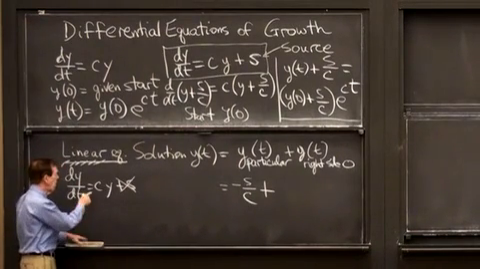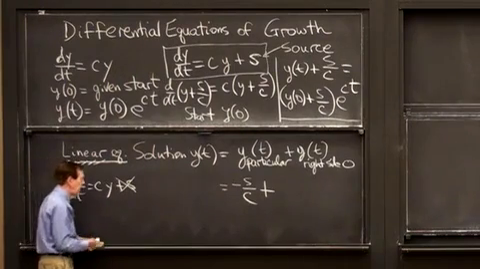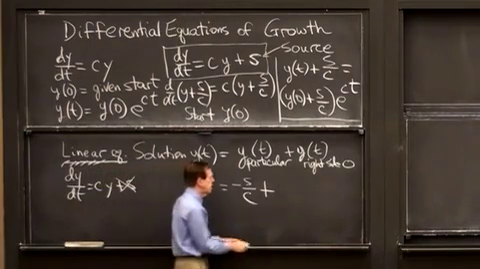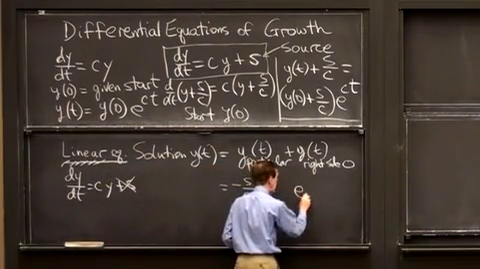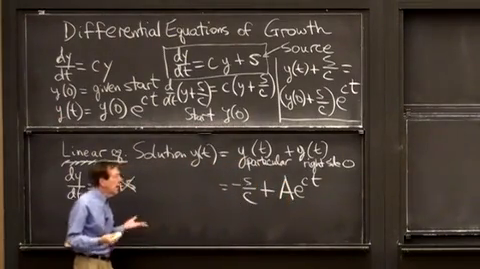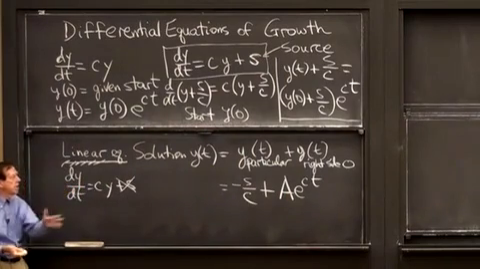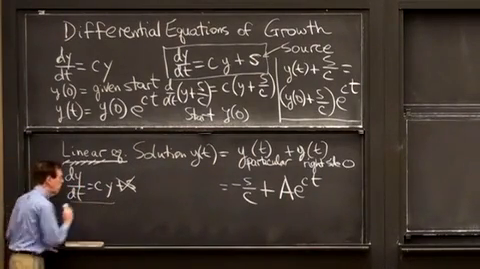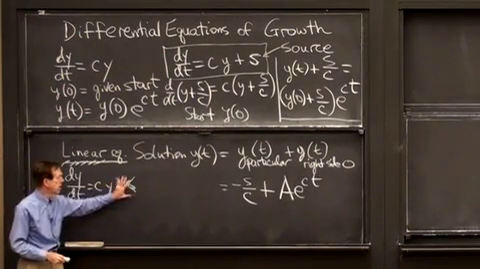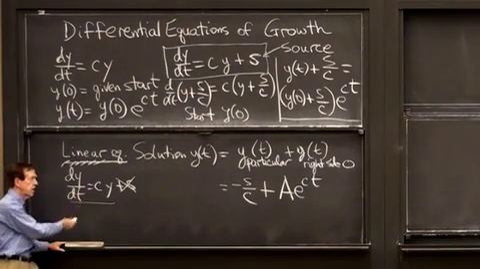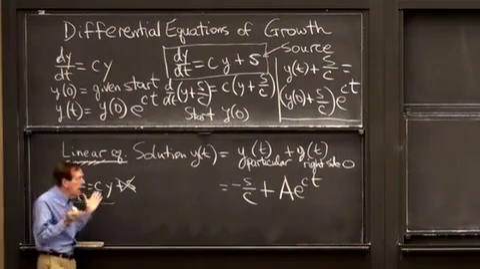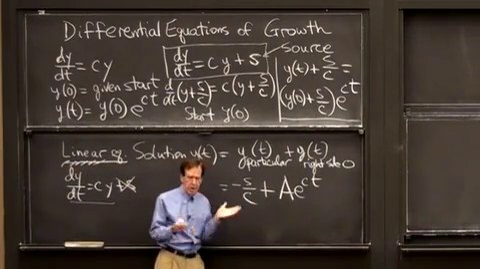So what's the solution to that? The solution to dy dt equals cy is e to the ct, and any a times e to the ct will solve my simple equation. Once I've knocked out this s, then if y solves it, a times y solves it. I could multiply the equation by a. So a is arbitrary, any number.